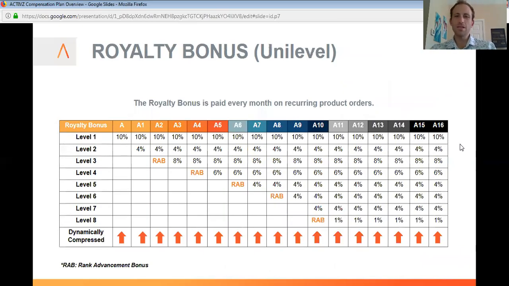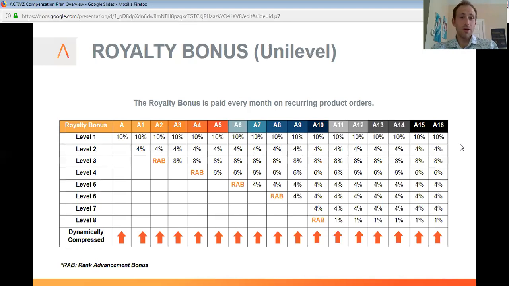The royalty bonus. So I see this as more of like a residual component of the comp plan. This chart right here is talking specifically for the distributors you bring on. It's paid every month on recurring product orders. So your first level, you're going to earn 10% ongoing. So you've done the work once, you're getting paid over and over again.